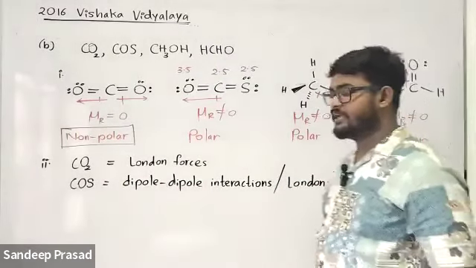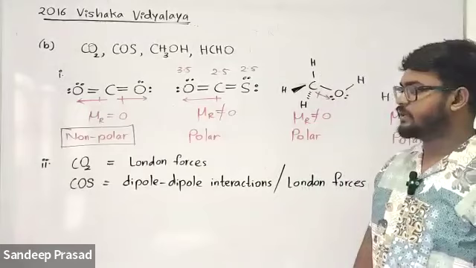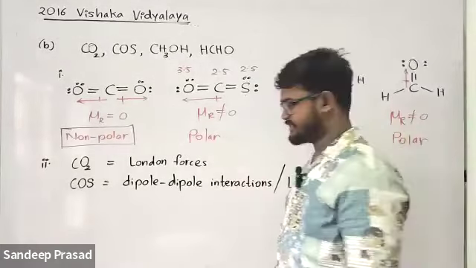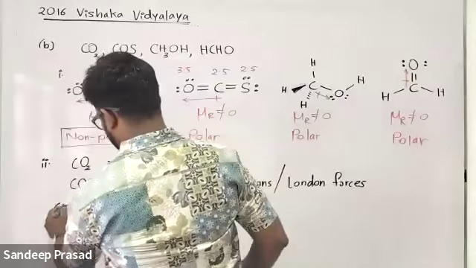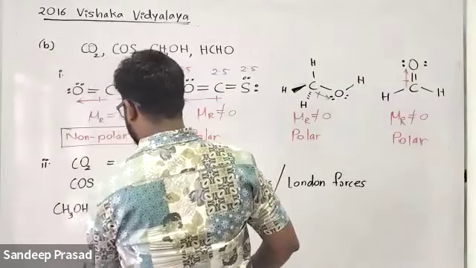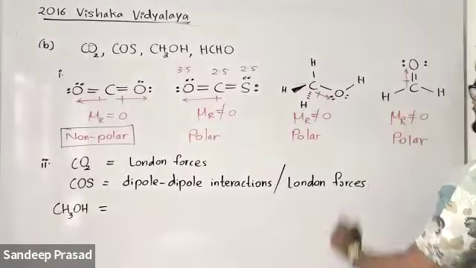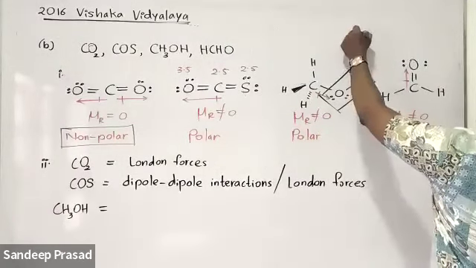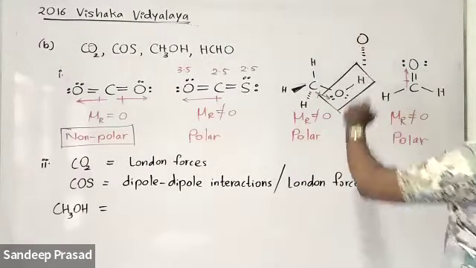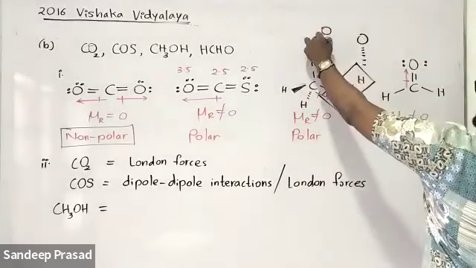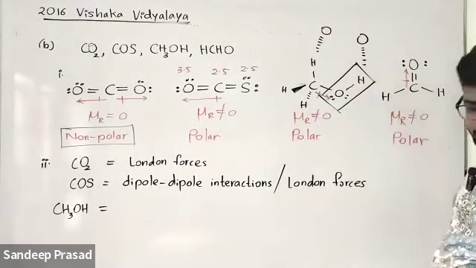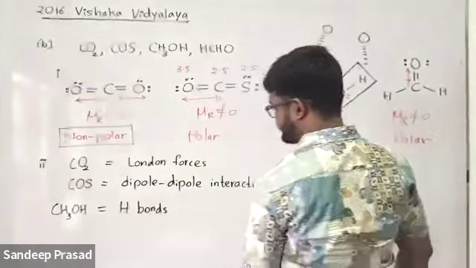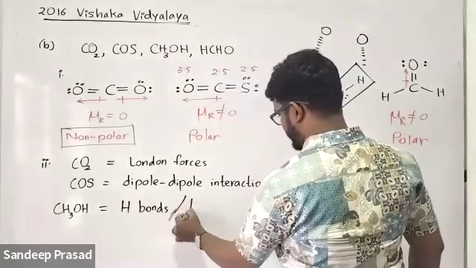Got it? I told you that if it is a covalent compound, whether it is polar or non-polar, you can put the London forces as a secondary interaction. And the next one is methanol. In methanol, what is the specialty? You can see that in methanol, an OH bond is there. This OH bond is interacting with another oxygen atom, forming hydrogen bonds. Right? Oxygens are connecting like this, hydrogen bonds. So we have hydrogen bonds between methanol molecules. In addition to that, we can put London forces.